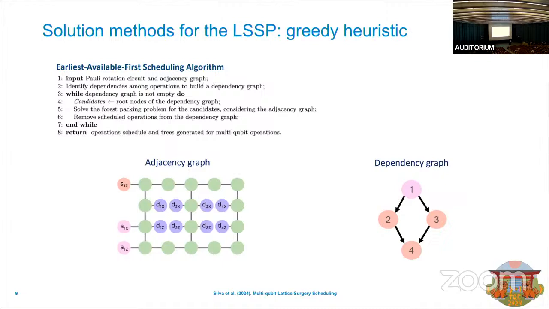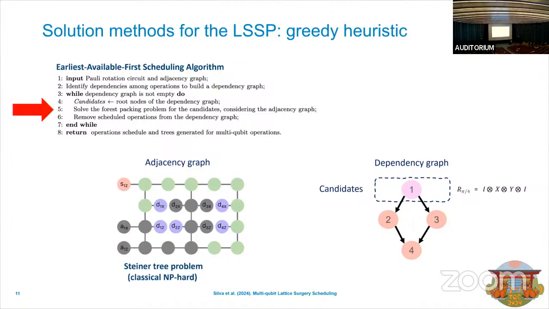So we are given first, as an input, the circuit that needs to be scheduled in the form of a dependency graph, and the adjacency graph representing the adjacencies between the logical qubits in the lattice. So we identify the dependencies among the operations to build this dependency graph, and then we run a loop where we identify the candidate packs from the dependency graph. In this case, the candidate pack will be composed of all the operations that are the root nodes of this dependency graph.